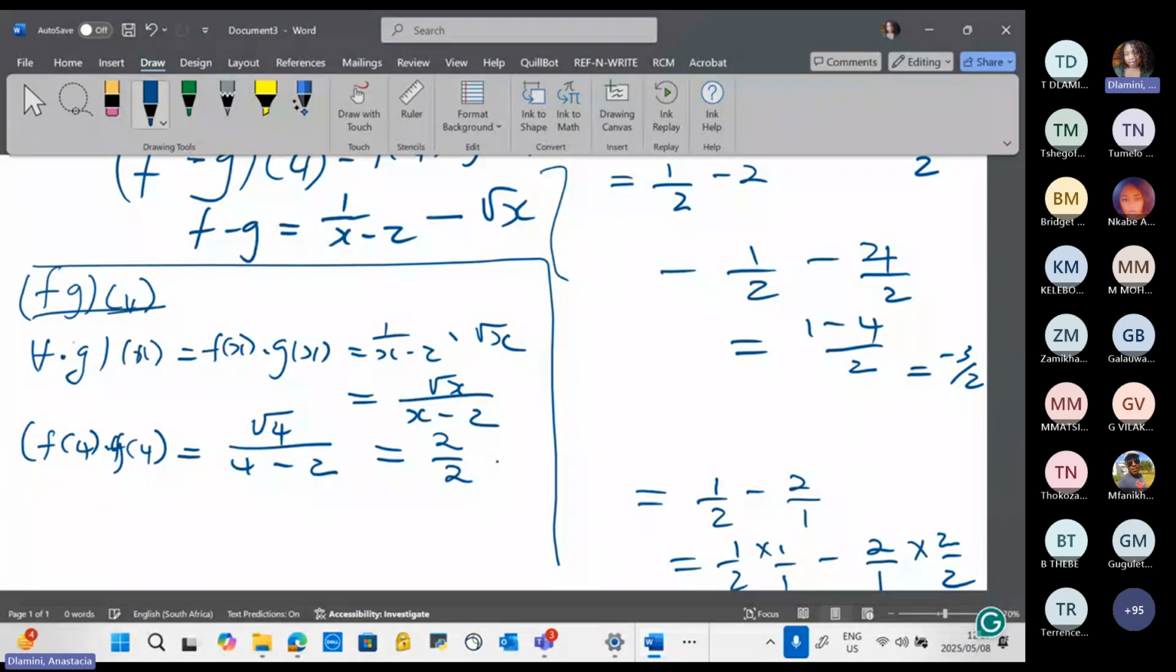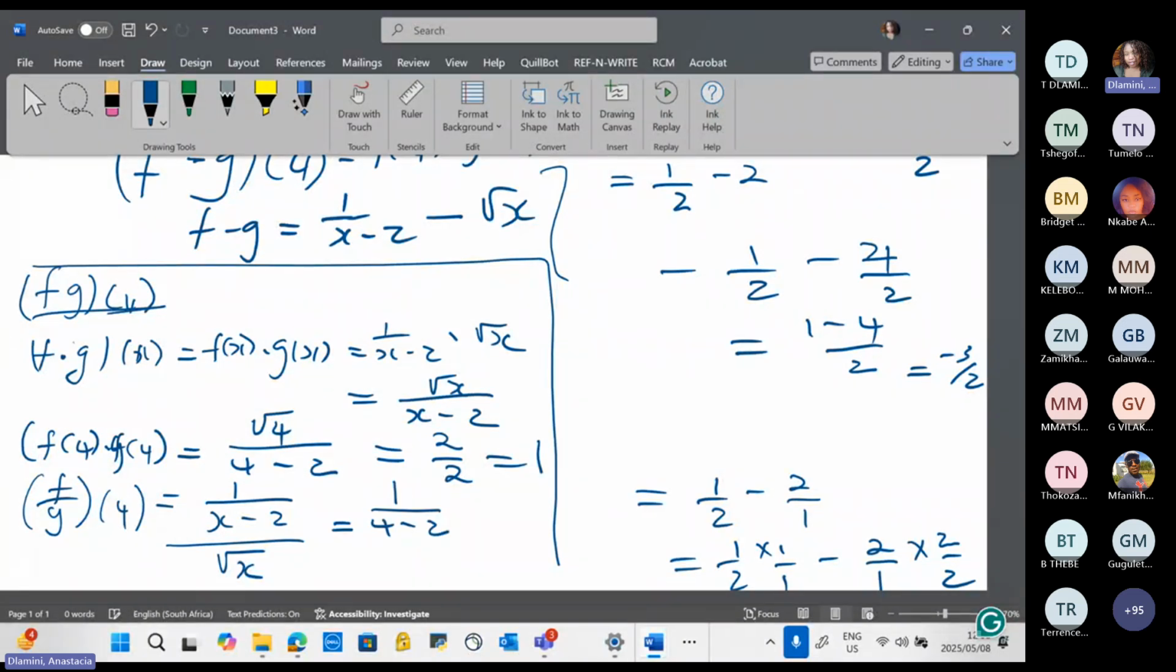Now they want us to find f over g at 4. We know our f is 1 over x minus 2. Our g is the square root of x. So we substitute. So f of 4 over g of 4 is 1 over 4 minus 2 over the square root of 4. So then the answer will be 1 over 4. Are we all okay there?